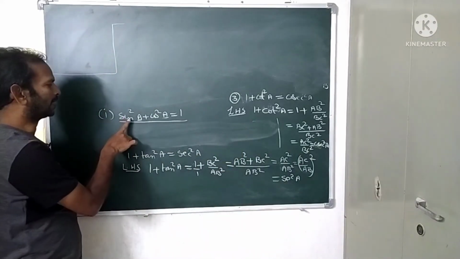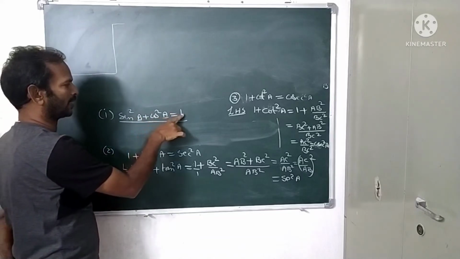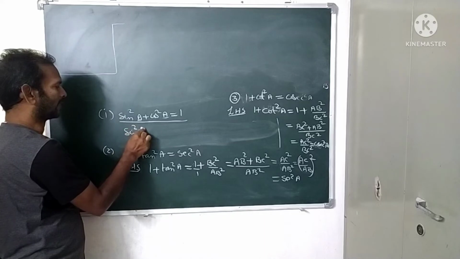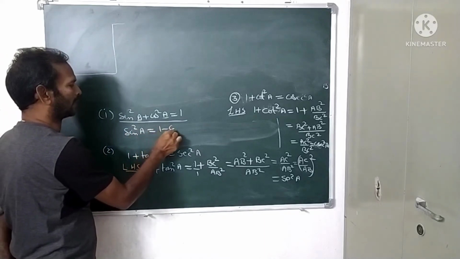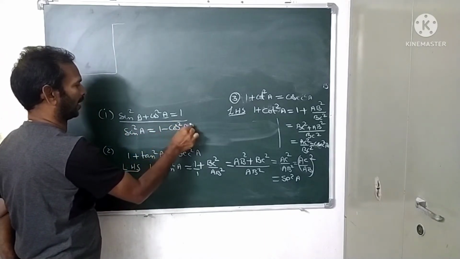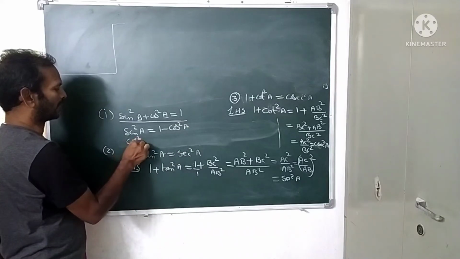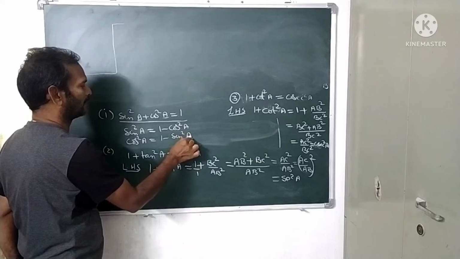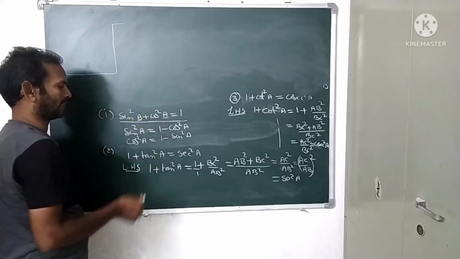See, main identity: sin square A plus cos square A is equal to 1. From this, if you want, sin square A is equal to 1 minus cos square A you can write. Otherwise, cos square A you can write as 1 minus sin square A. So these two are sub formulas for this.